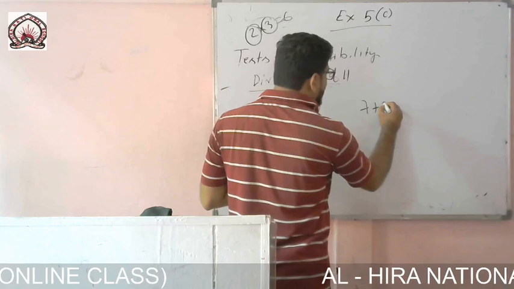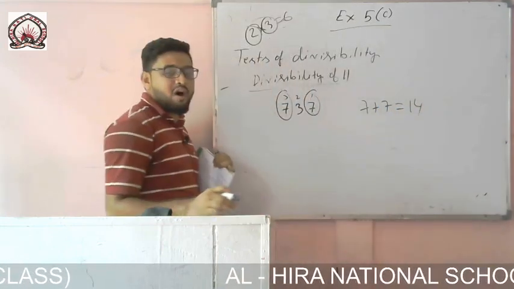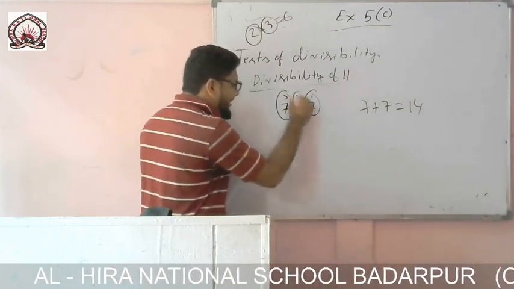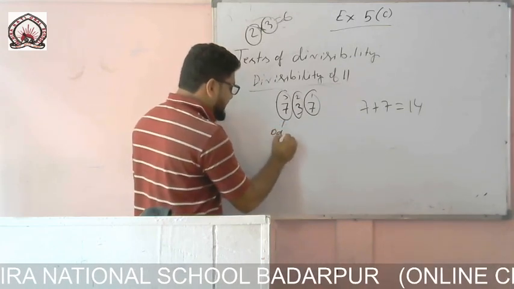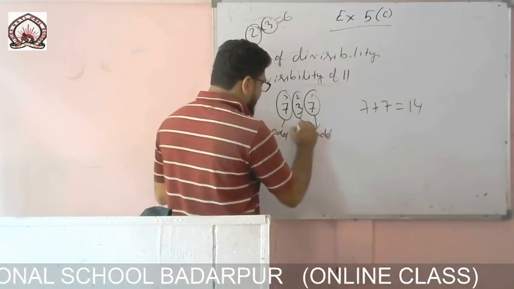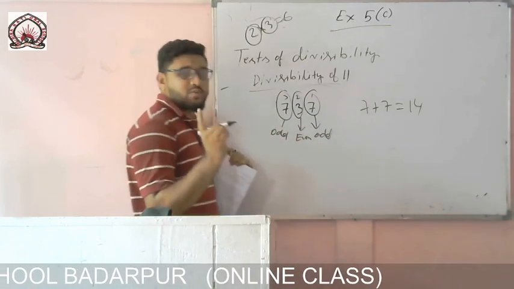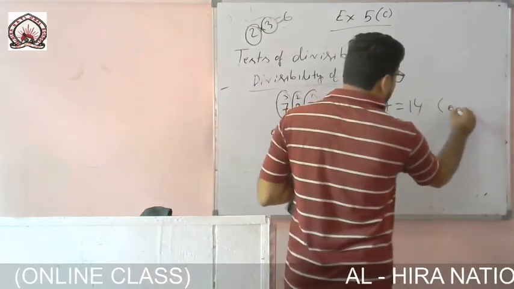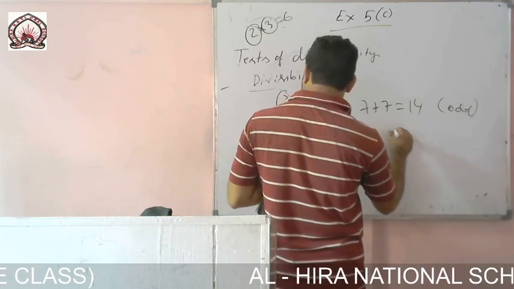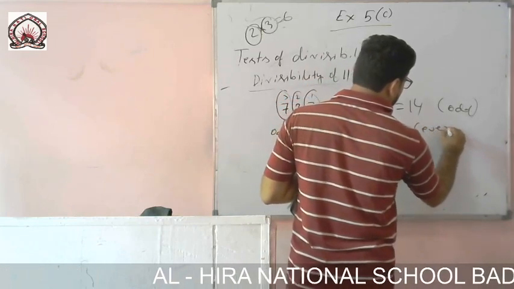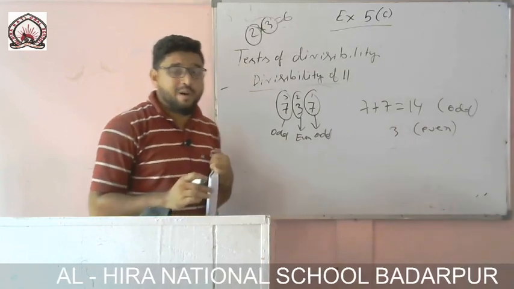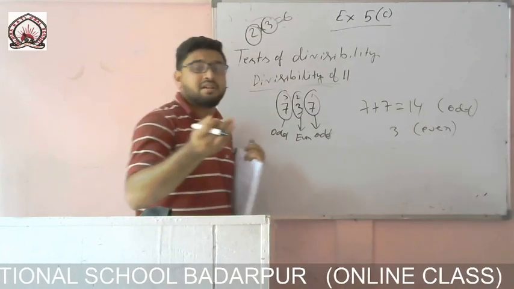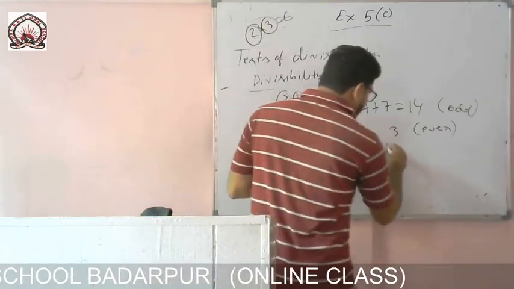So 7 plus 7 is 14. Now you add the even places. Even places is only 3. These are odd places, and this one is the only even. In this case there is only one digit, so no need of adding more. So this is odd, and even is only 3. Now you take out the difference between the two numbers. Difference means subtraction, that is minus. So 14 minus 3, how much?